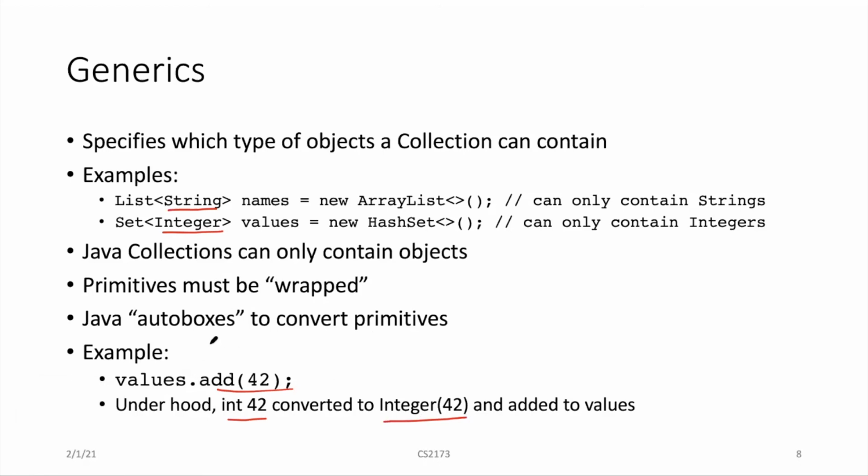Likewise, when I take it off, if I take it off in the context of an int, it will take it off as an object Integer and then convert it to a primitive int. Again, we'll see examples of that, but not today. We will see examples of that tomorrow.